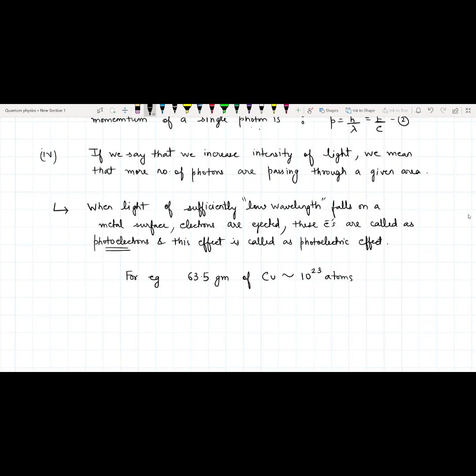Even 1 gram of copper will almost have 10 raised to the power 21 or 10 raised to the power 22 atoms, and if one atom contributes one free electron, you are talking about a huge number of free electrons. So every metal has a large number of free electrons. That's why they are good conductors.